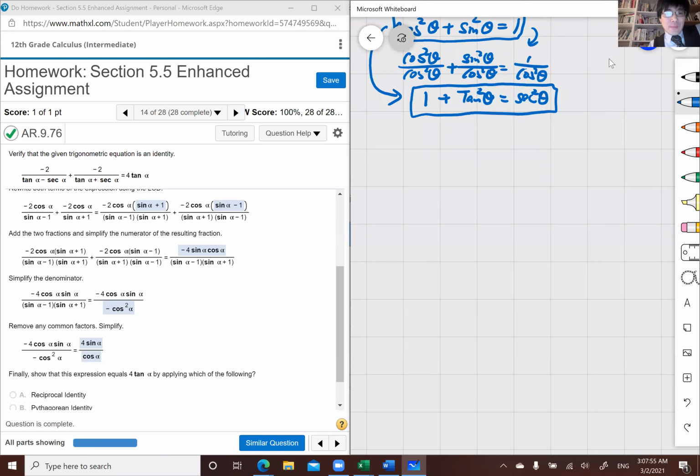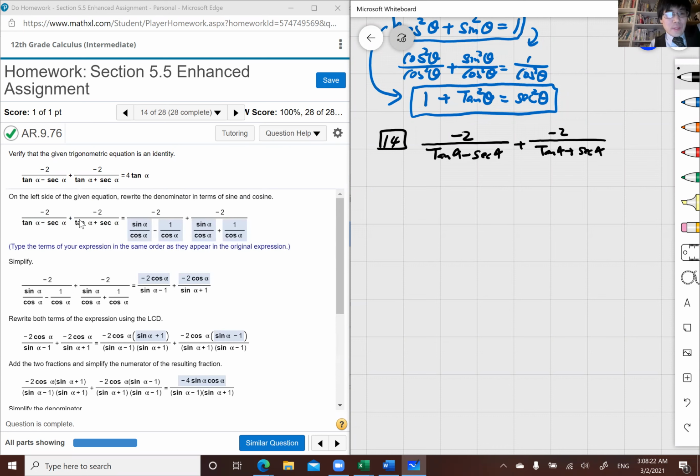Now this is another review problem. Verify that the given trigonometric equation is an identity. So number 14, minus 2 over tangent alpha minus secant alpha plus minus 2 over tangent alpha plus secant alpha. Now, the problem here is I have to fill in the blanks. So I have to follow this one. So on the left side of the given equation, proof. So start with the left-hand side.